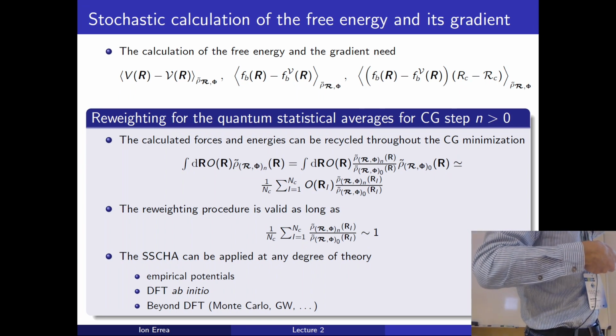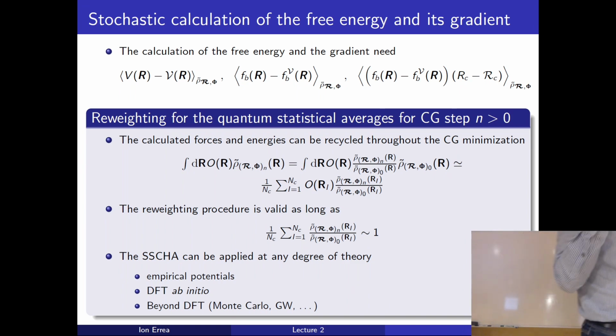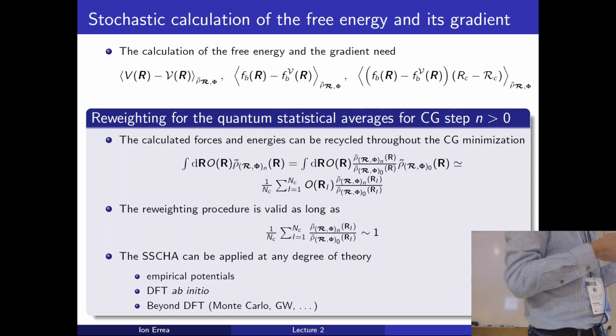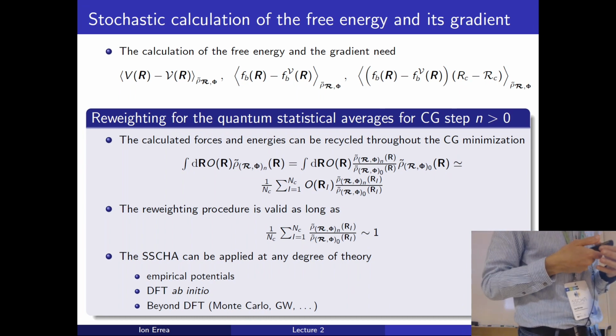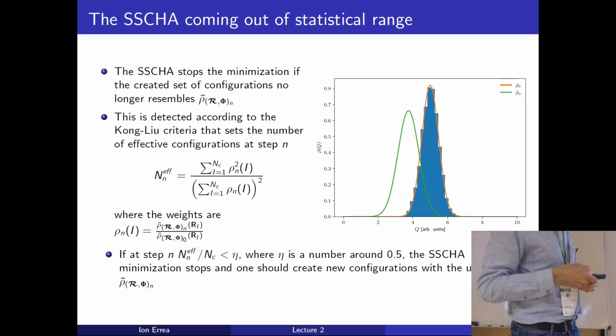Basically, we can apply the SSCHA at any level of theory for the electrons, for the Born-Oppenheimer energies, right? Because here we just need to calculate forces and energies, Born-Oppenheimer energies and Born-Oppenheimer forces. So we can use empirical potentials, machine learning potentials, DFT ab initio, we can even go beyond DFT with Monte Carlo forces, GW, whatever you want, in principle. Obviously, this will determine the cost of your calculation.